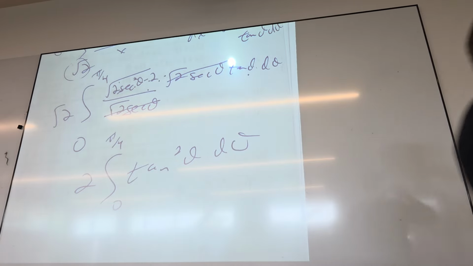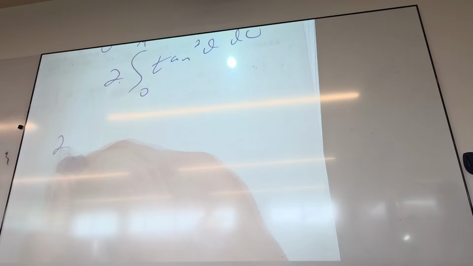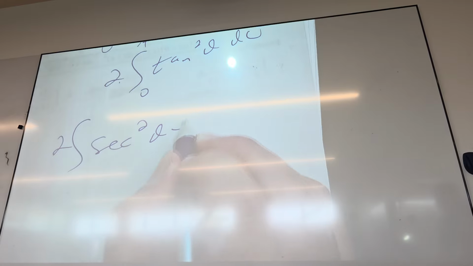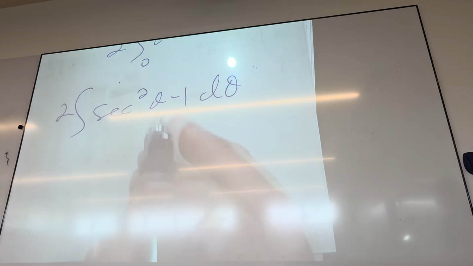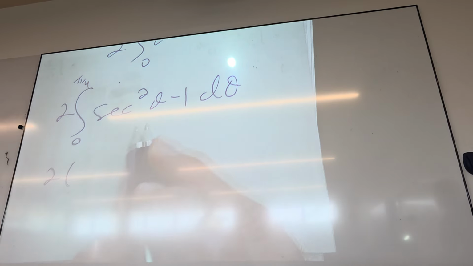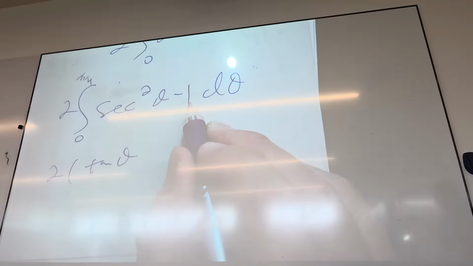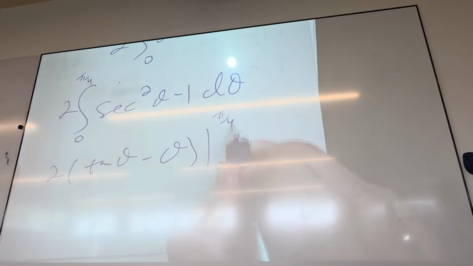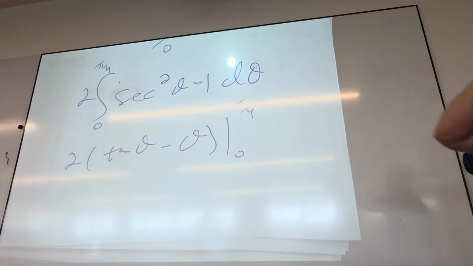So it's secant squared theta minus 1, and that integral is easy. Yes? What's the integral of secant squared? Tangent. Integral of 1, theta. And I want to go from 0 to pi over 4, and then just shove that in there. I almost don't care. What'll it be?